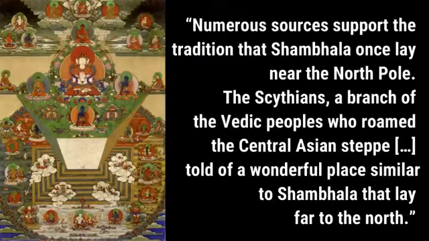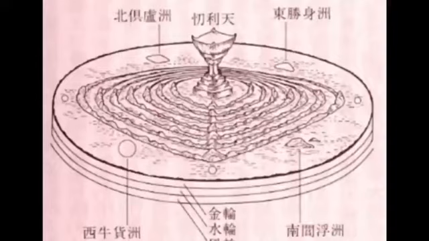The Scythians, a branch of the Vedic peoples who roamed the Central Asian steppe, told of a wonderful place similar to Shambhala that lay far to the north. In most Asian cosmology, Mount Meru stands at the center. Look at the cosmological geometry here. Mount Meru at the center with 4 surrounding continent lands.